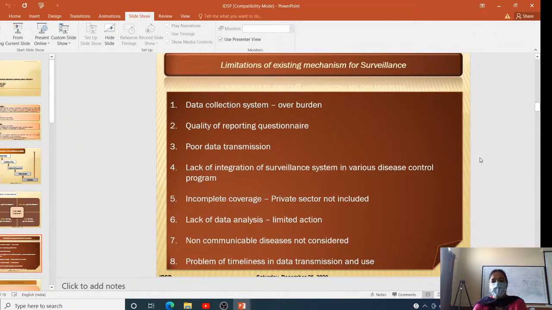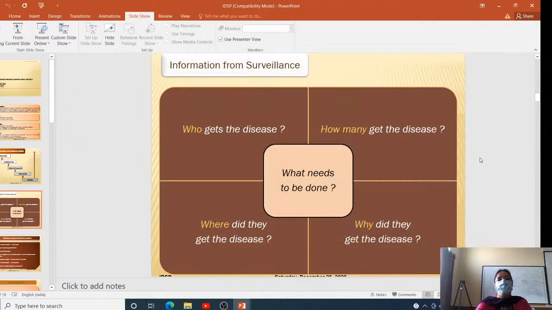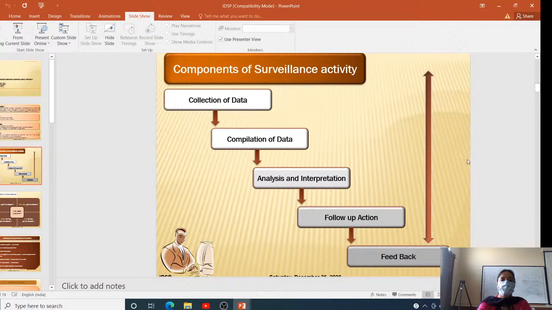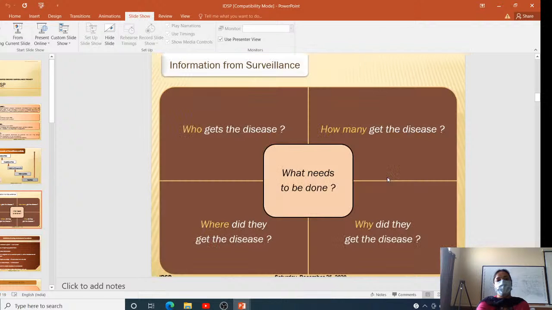Then there was a problem of timeliness in data transmission. Data which was collected today was transmitted and put into use after 3 years, after 5 years, when a compiled report was prepared. So it did not lead to any action. And you already saw in our steps or components of surveillance that analysis and interpretation should be followed up by action, otherwise the purpose of surveillance remains unfulfilled.